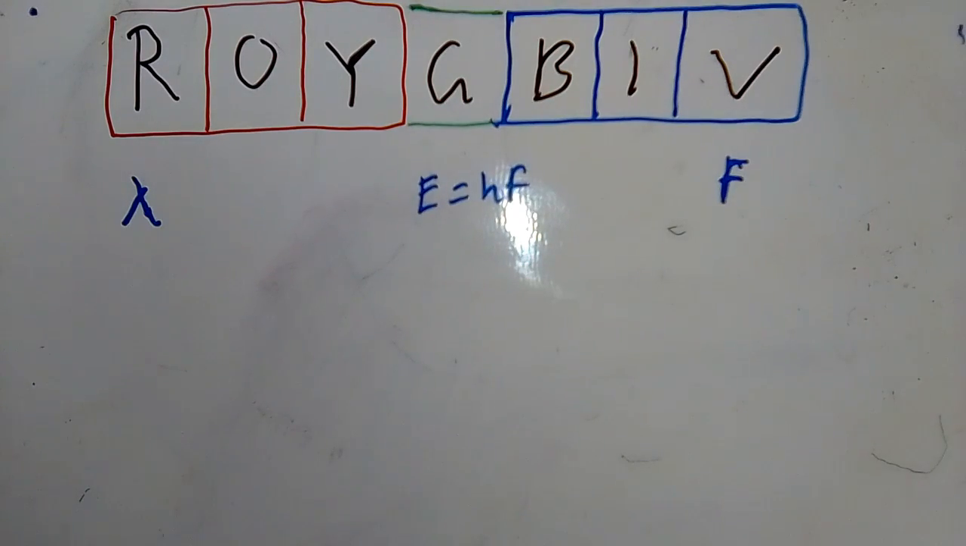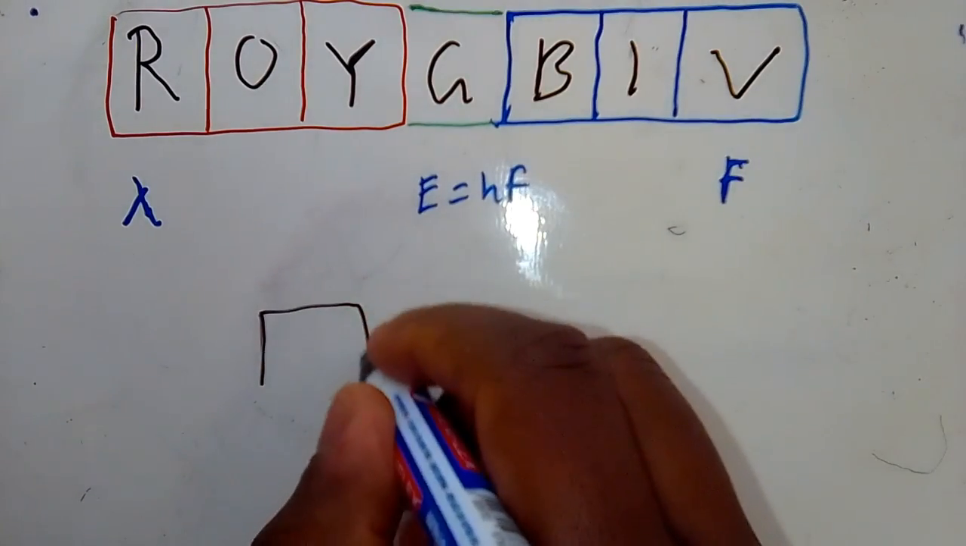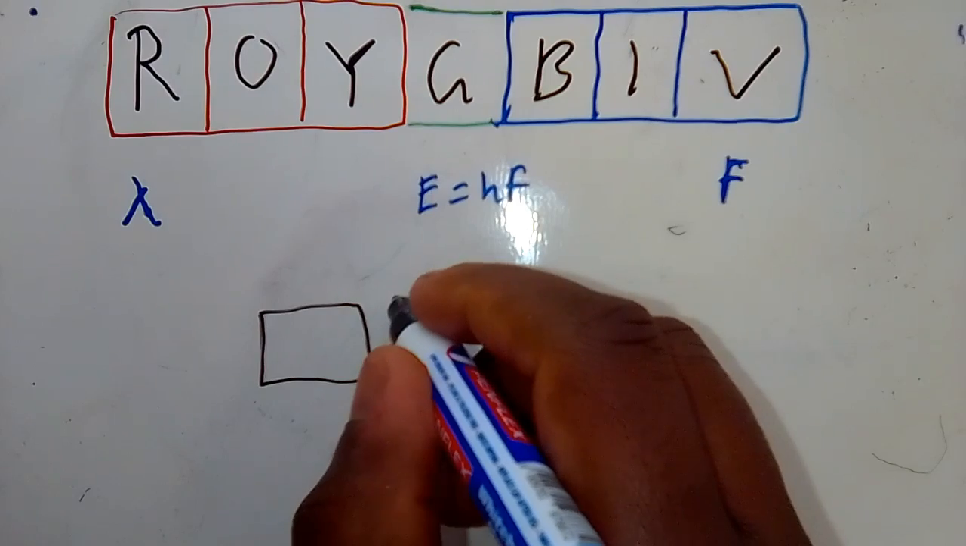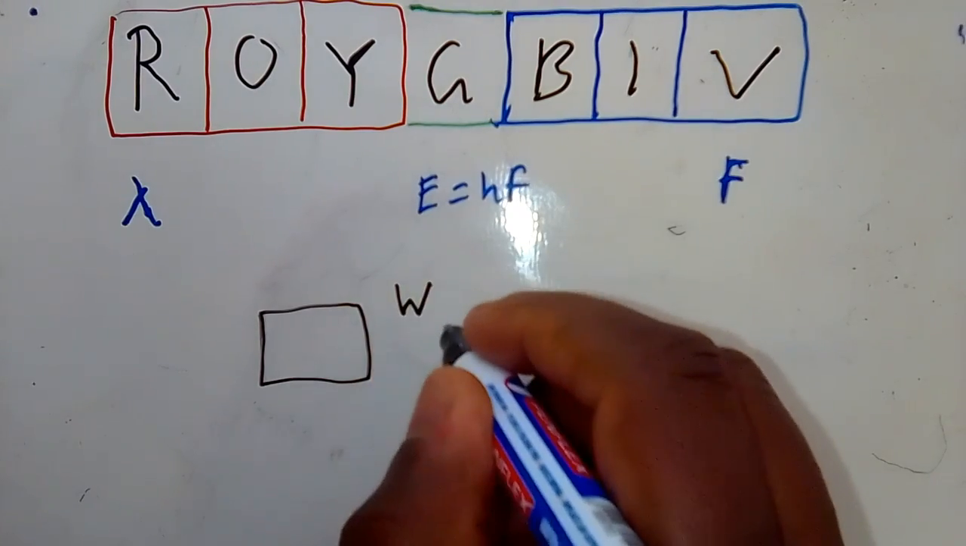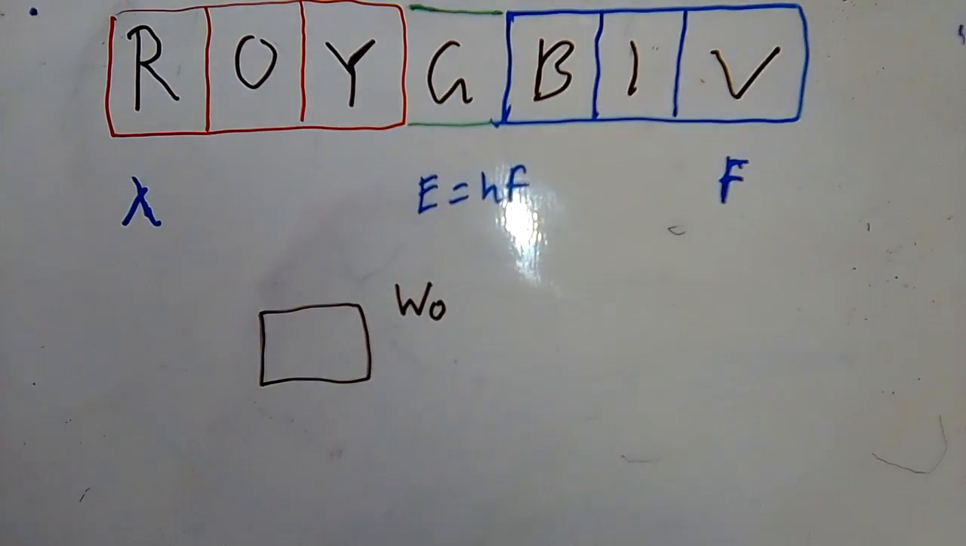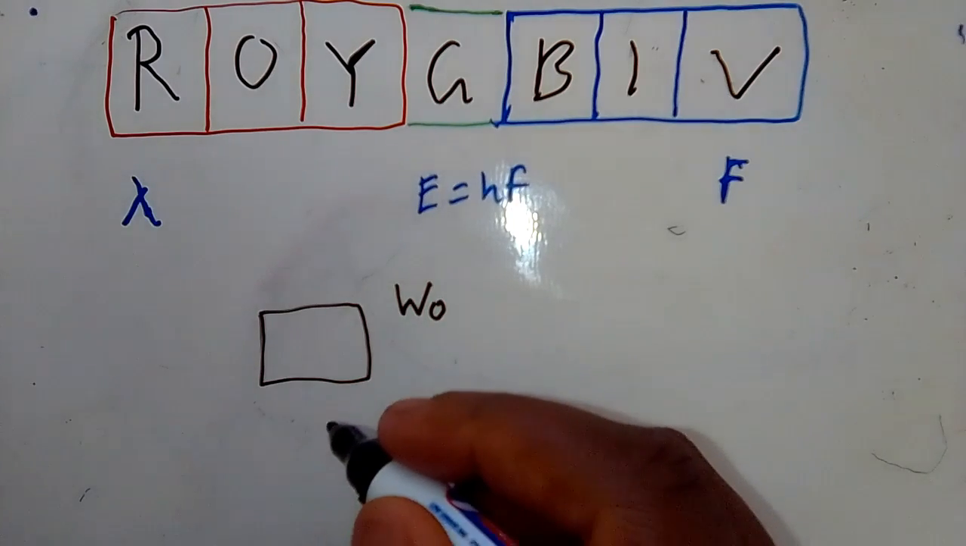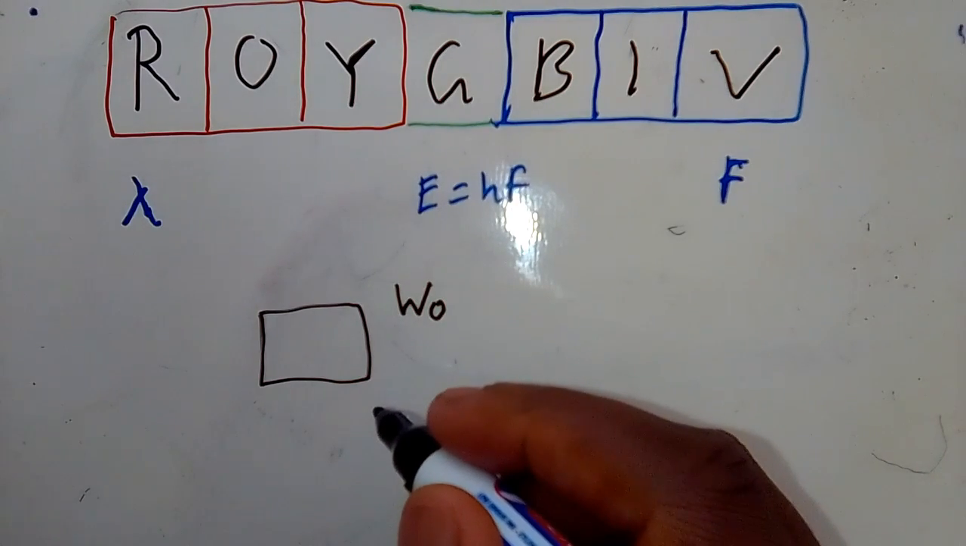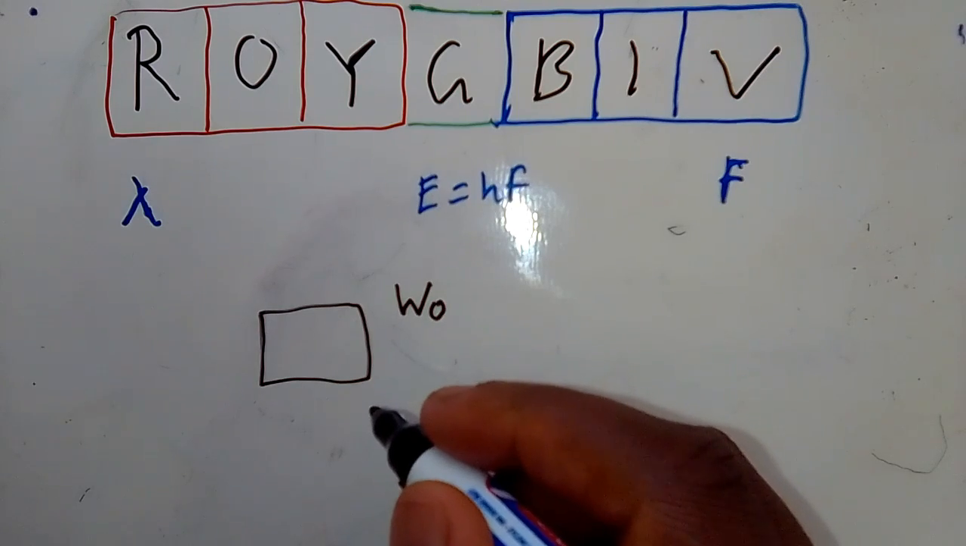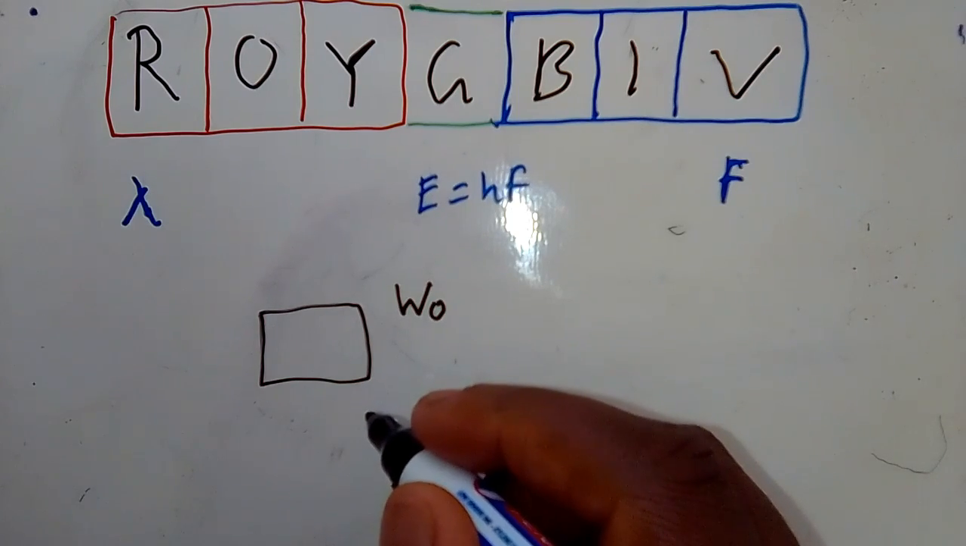Now what I want you to understand is that different metals have got different work functions. Let's talk about work functions. Work function is represented by W0. So what is work function? Work function is the minimum amount of energy needed to eject electrons from the surface of a metal.